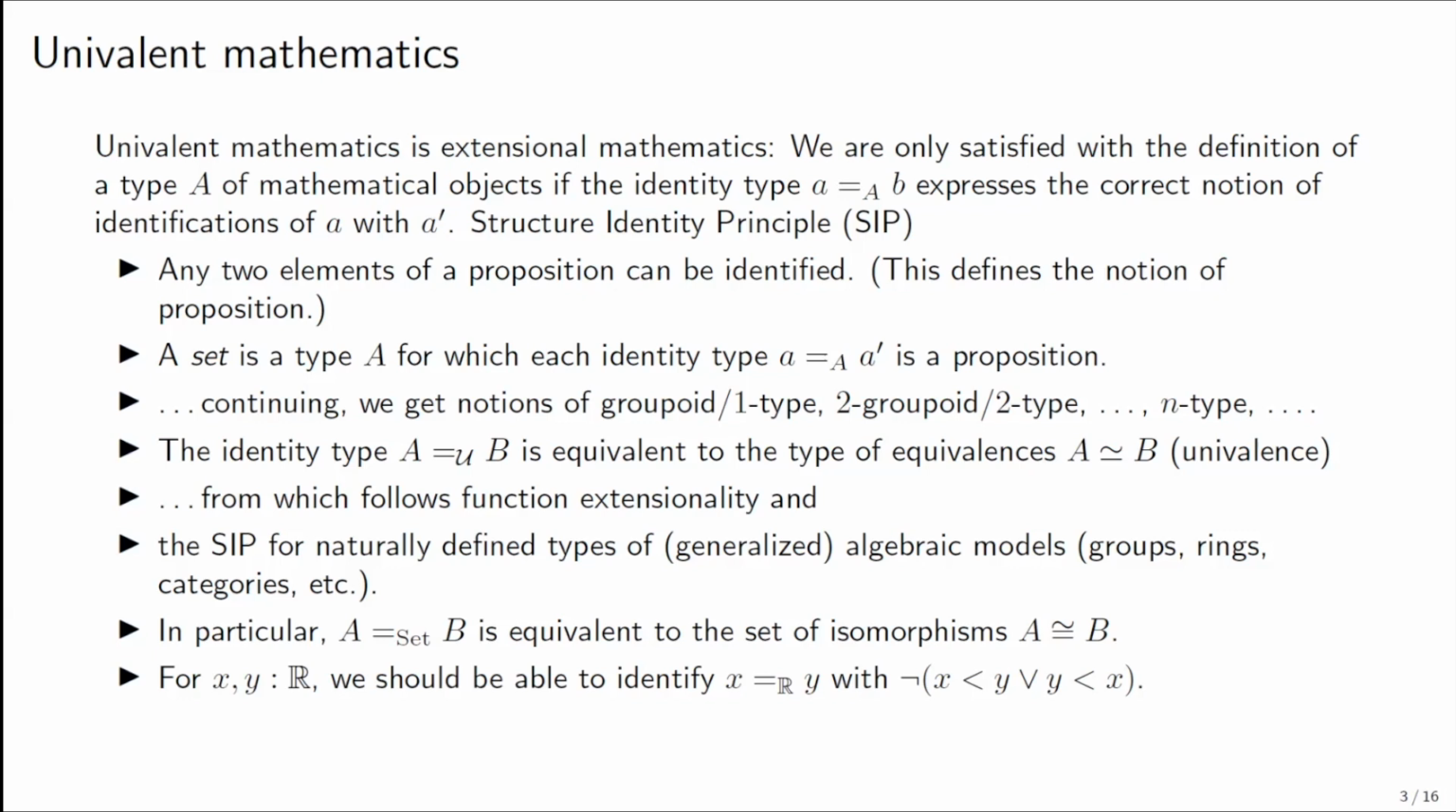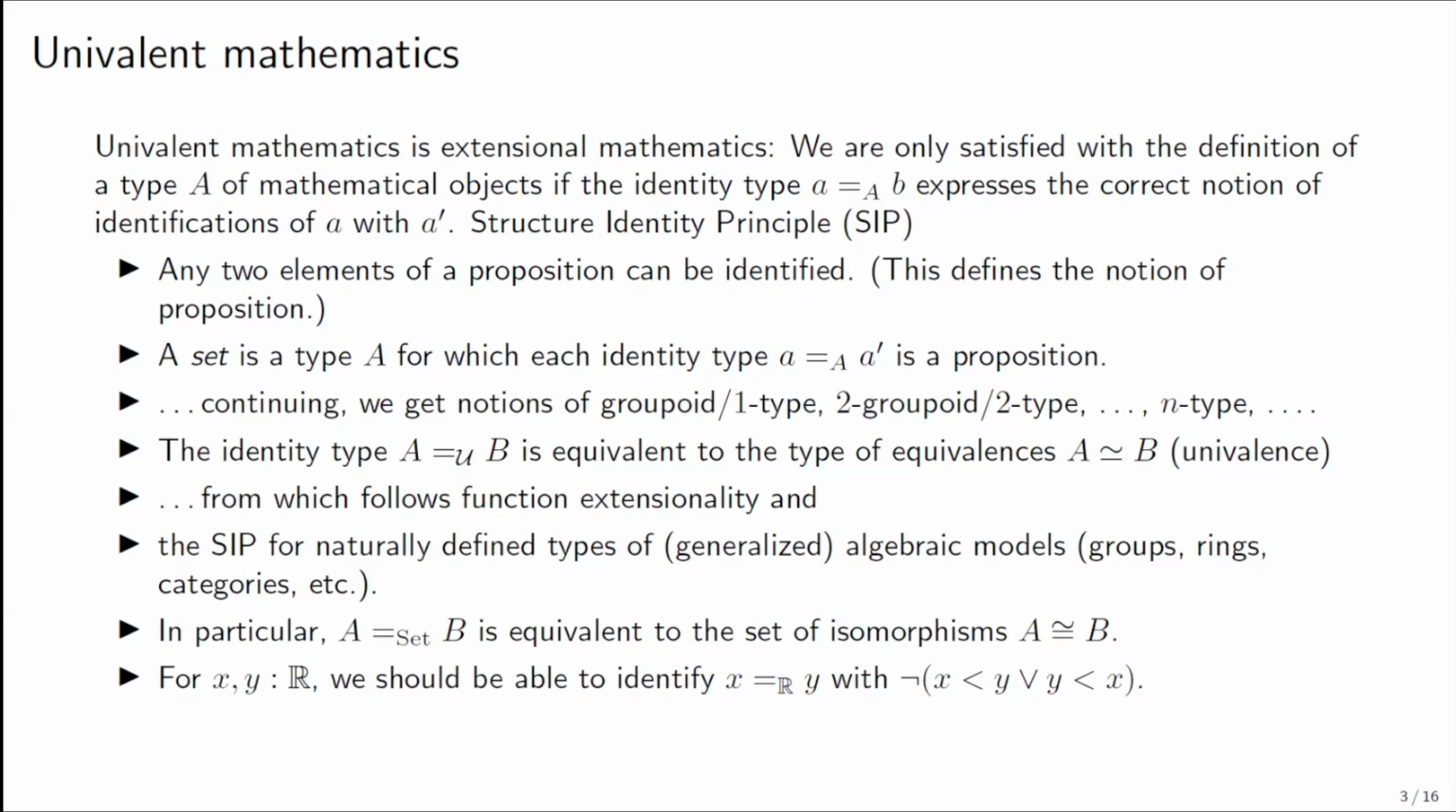So Voevodsky proved that if you have this univalence axiom, then you can prove function extensionality, and several other people then showed that you get this structure identity principle for many other types of mathematical objects that you naturally define: the type of groups as a set together with a neutral element and a binary operation satisfying the group laws, and so on. As a very particular example, you can take the type of sets, which are pairs of a type with evidence that it is a set. And then you get that the identity type of sets is that of isomorphism.